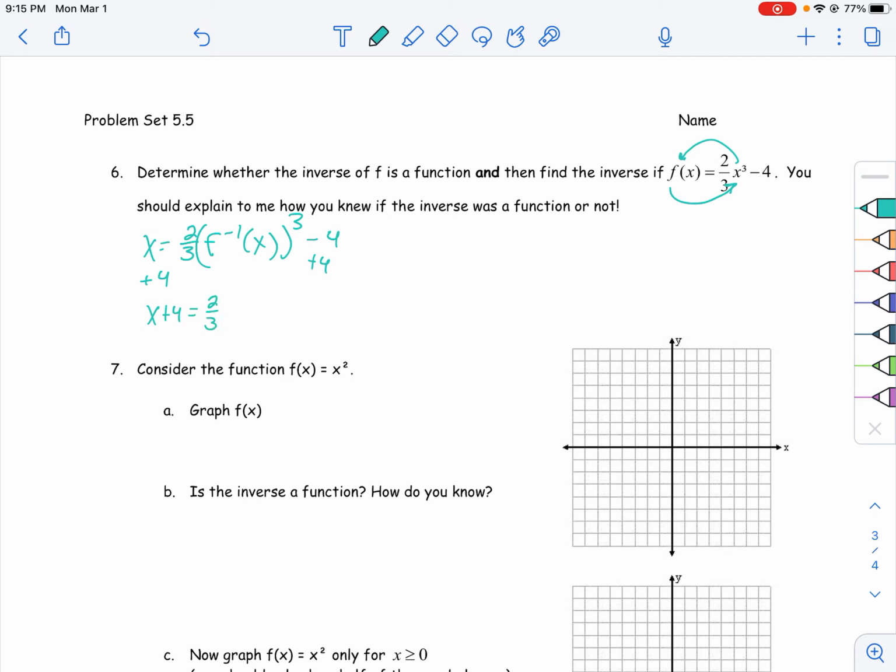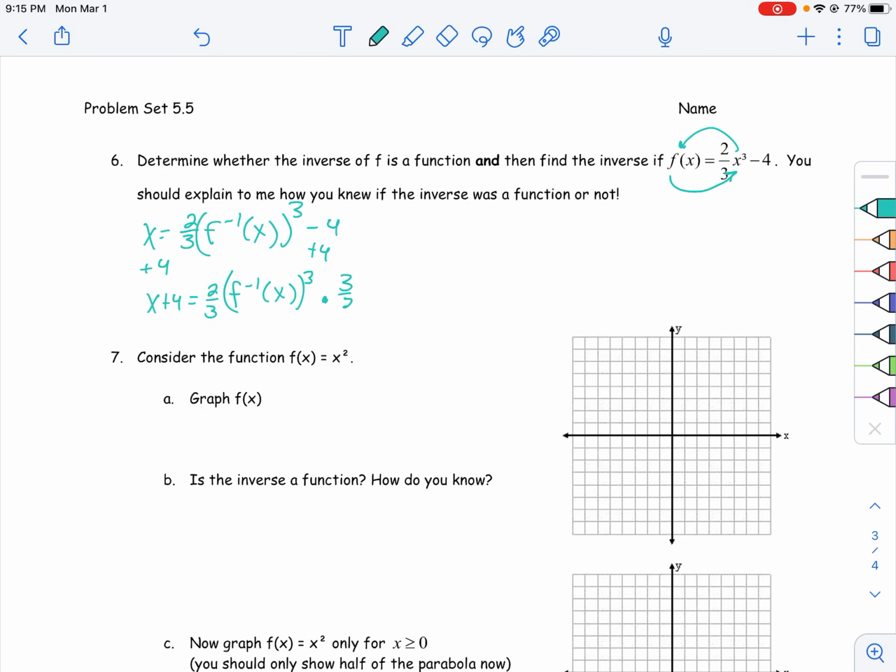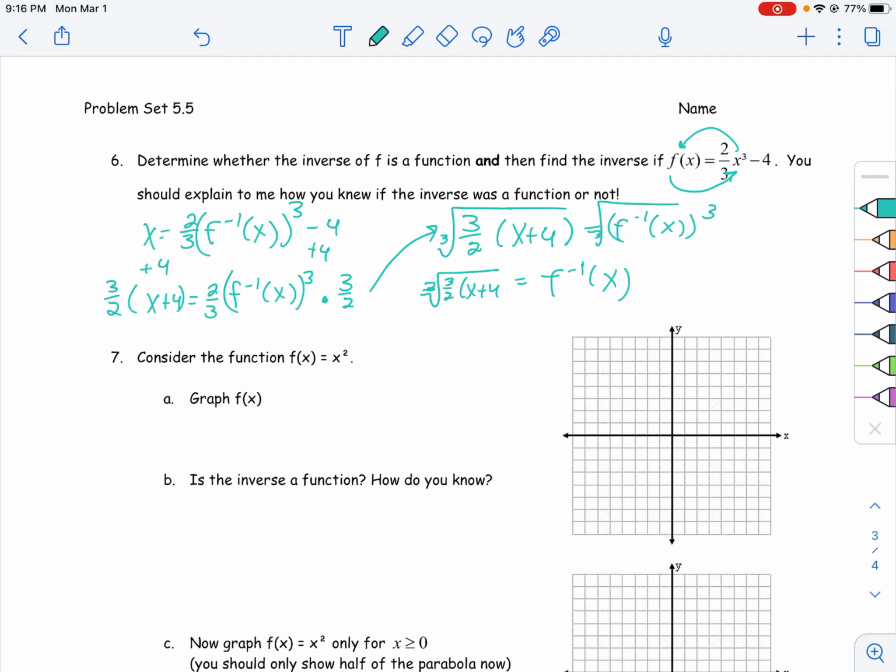So that's x plus 4 is equal to 2/3 f inverse of x cubed. Then you multiply by 3/2 on both sides to get off that 2/3. So that's going to give you 3/2 multiplied by x plus 4 is equal to f inverse of x still cubed. And then the last thing you need to do here is cube root both sides. So you cube root the left side, cube root the right side. So that's the cube root of 3/2 multiplied by x plus 4 is equal to f inverse of x. All right.